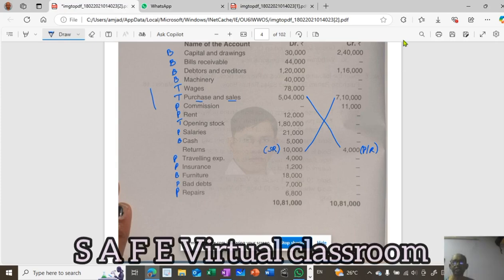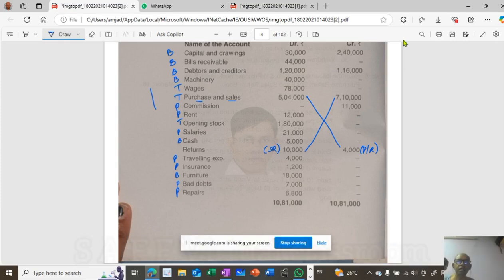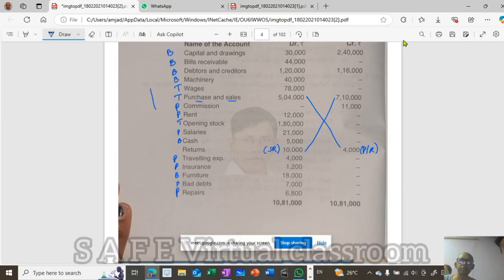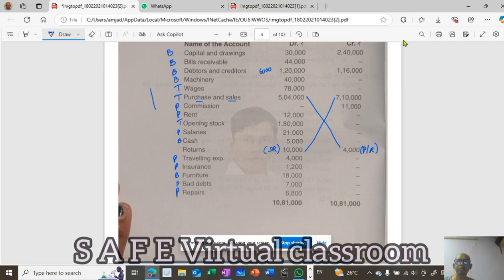1,20,000. So where is the debtors? Here you can see in the adjustments, debtors and creditors. Fine. 5% of this will be 6,000. We have to do 1,20,000 minus 5%. Whatever 5% is, it is 6,000.